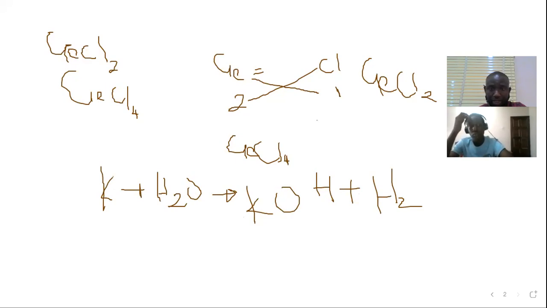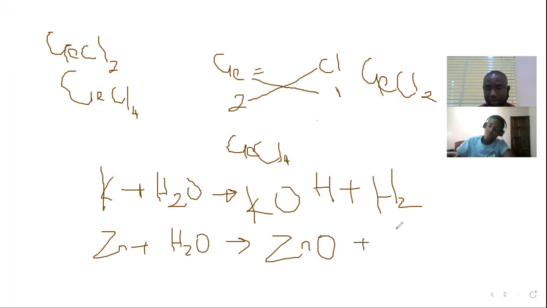Now the next one is zinc. Zinc reacting with water gives us zinc oxide plus hydrogen. Zinc plus H2O gives us ZnO, zinc oxide, plus hydrogen. Okay, and the last one is copper. Copper is not going to react because copper cannot displace hydrogen. I mean, hydrogen is higher than copper in the activity series. So copper, no reaction.